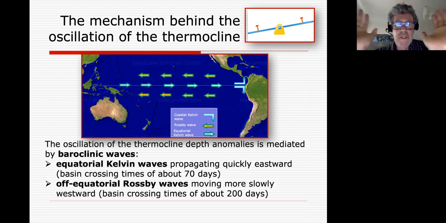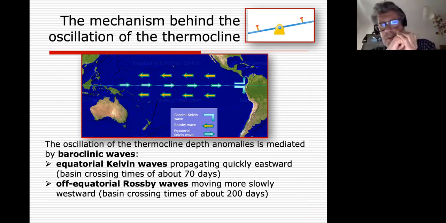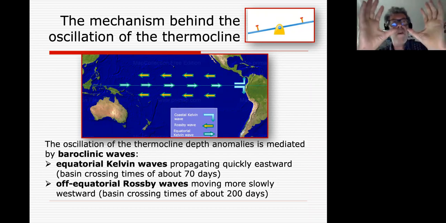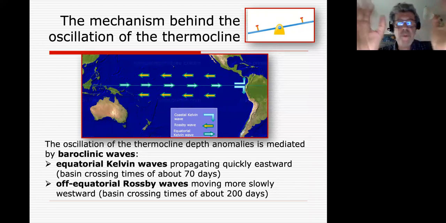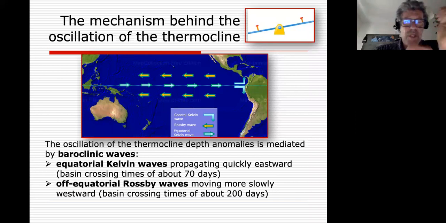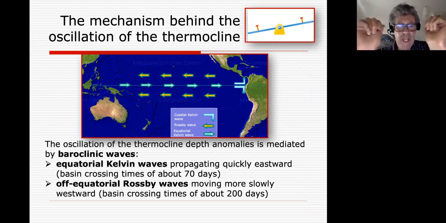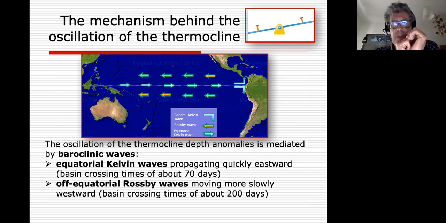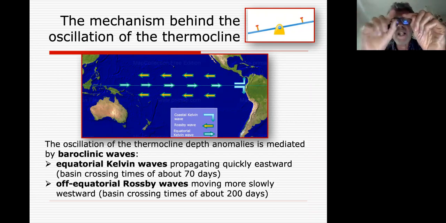The oscillation of the thermocline depth anomaly, which is the basic mechanism that favors upwelling on the Peru coast and creates the warm water pool on the west part, is created by baroclinic waves. Essentially, we have the equatorial Kelvin waves that propagate quickly eastward, and quickly, relatively speaking.